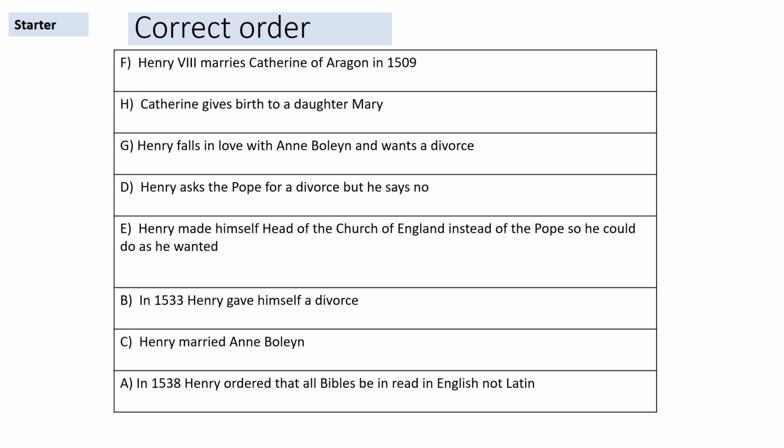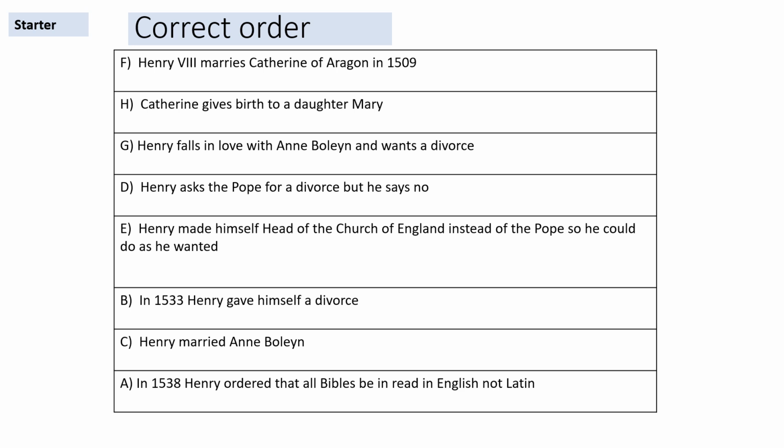But back to the starter. So the correct order is: Henry VIII married Catherine of Aragon in 1509. She then gave birth to their daughter Mary. Henry fell in love with another woman, Anne Boleyn, and decided he wanted a divorce from Catherine because she was quite old. Henry asked the Pope for a divorce.